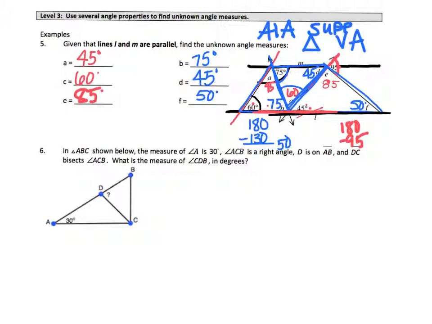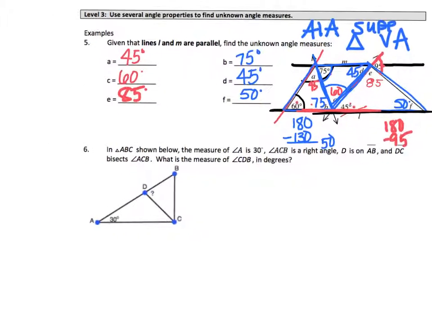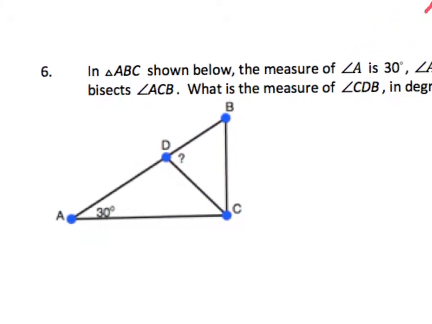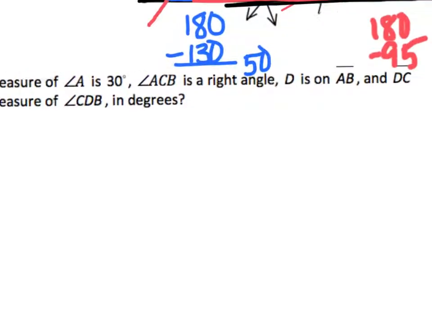Okay, number 6, ABC is shown below. The measure of A is 30 degrees. That's already marked in the picture. And ACB is a right angle. That's not marked in the picture. So ACB, A to C to B. So anytime it names an angle, I'm going to trace it. So that angle where it bends is going to be the right angle. So I marked it with a box.